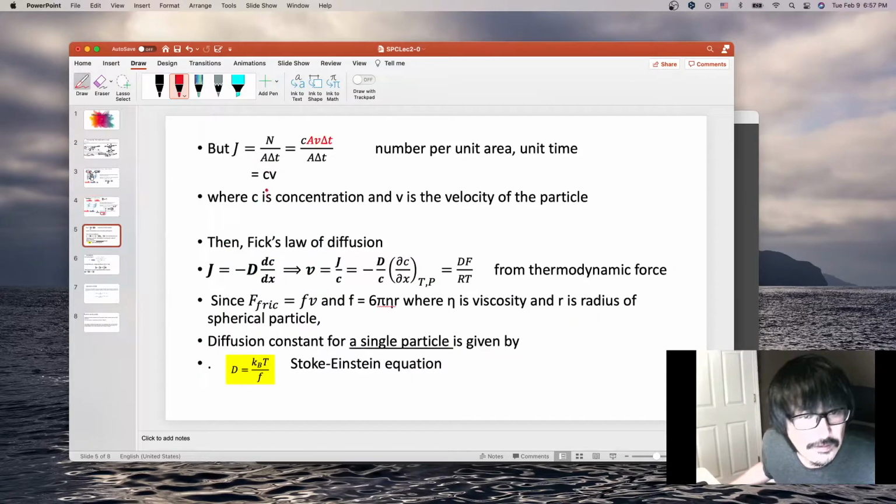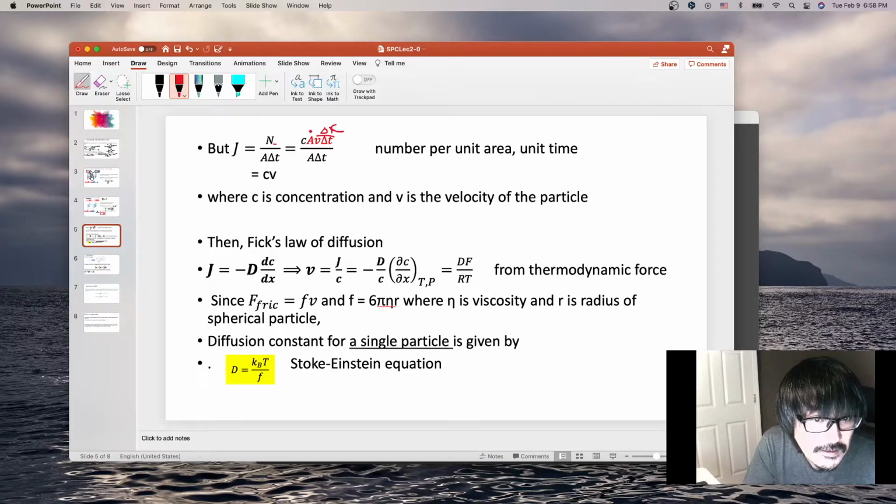Alright. But we can do a little bit more on this one. Again, J is equal to the number of particles going through that surface divided by the area and the unit time, right? So you're going to divide everything by A and then delta T, right? So what's N? N is the concentration times these things. What's this? It's the velocity, the speed, multiplied by delta T. That's the distance traveled in the x direction. So that's the delta x, right?